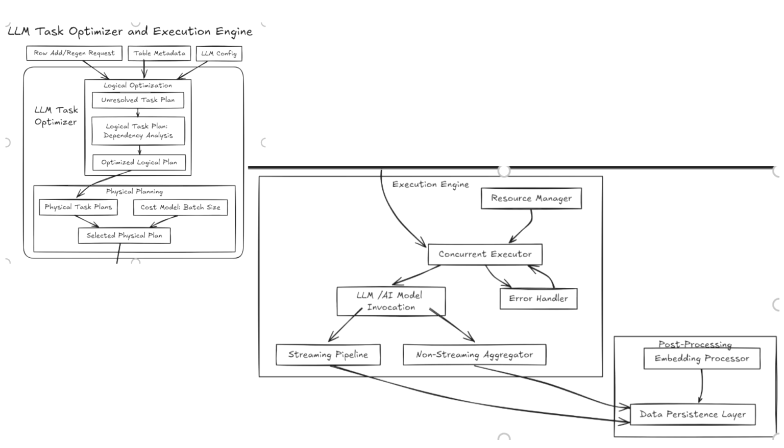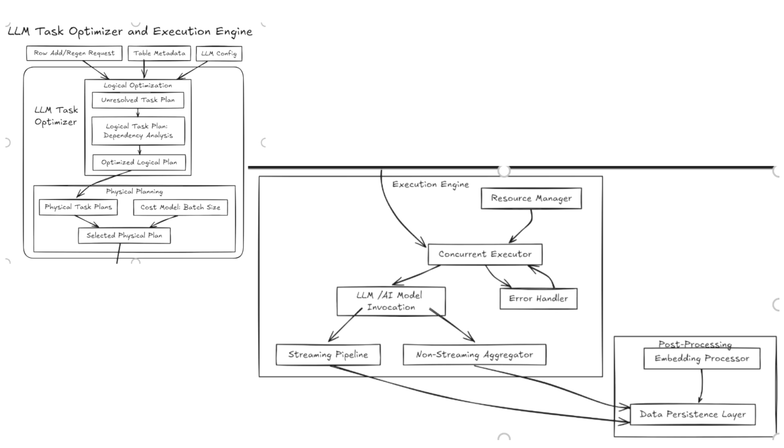Let's break it down. So number one is logical optimization. The system takes in raw requests like table metadata and LLM configurations. It then creates an unresolved task plan, performs dependency analysis, and produces an optimized logical plan. This automated process eliminates the need for manual chain definition. Then comes the concept of physical planning. The optimizer considers multiple physical task plans and uses a cost model based on batch size to select the most efficient physical plan. This dynamic approach adapts to varying workloads and resource availability.